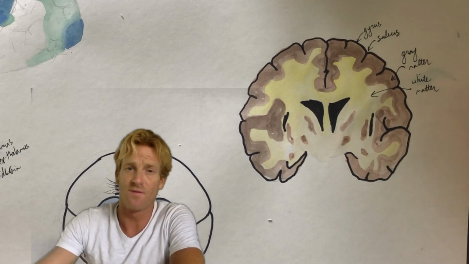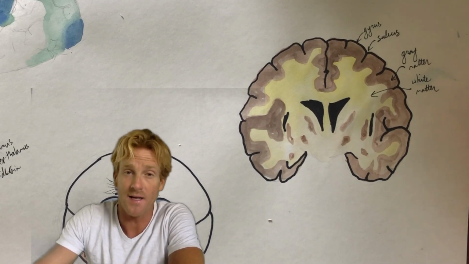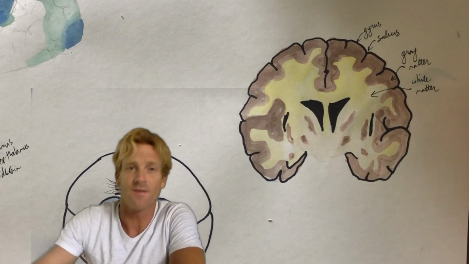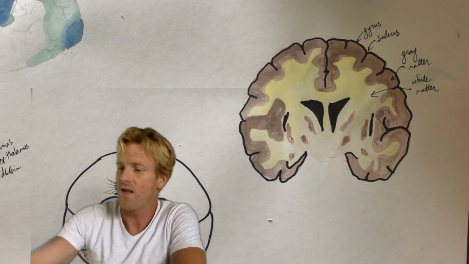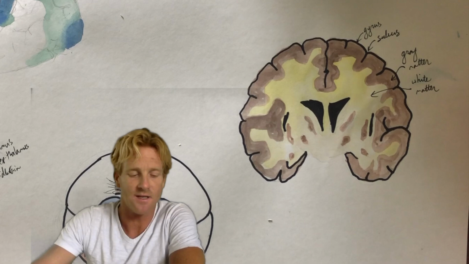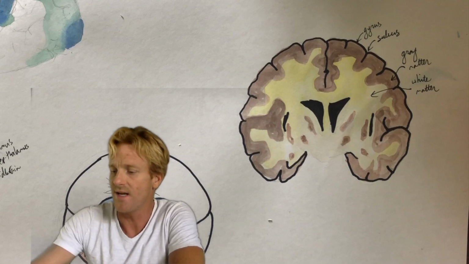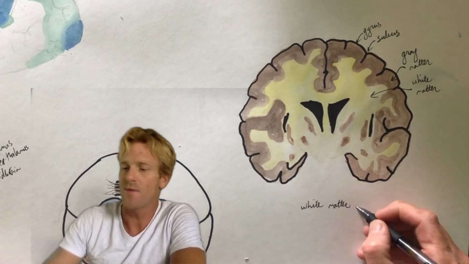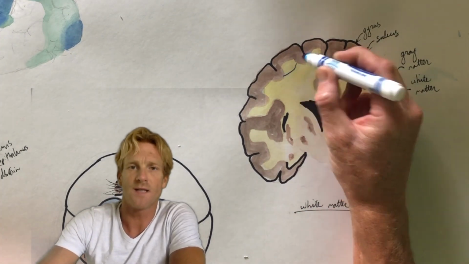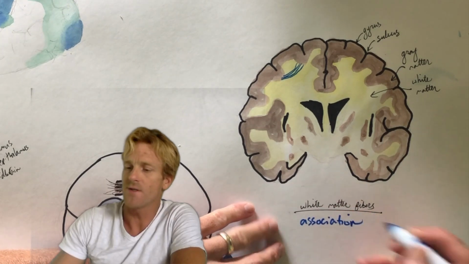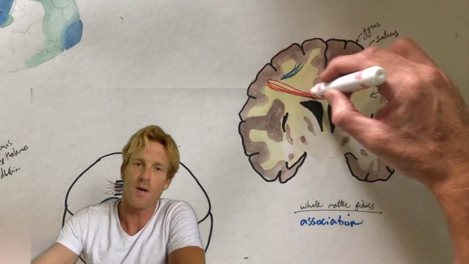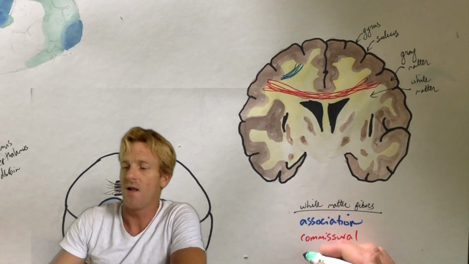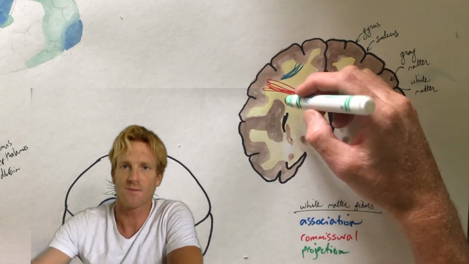The gray matter is full of synapses and cell bodies. That's where processing occurs. Synapses allow processing, whereas the white matter contains mostly axons, and that is where signals are sent. There's three different types of fibers in this white matter. Association fibers connect different regions of the cortex on the same side. Commissural fibers connect the two hemispheres together. They make up the corpus callosum, and projection fibers allow the cerebral cortex to communicate with the spinal cord.